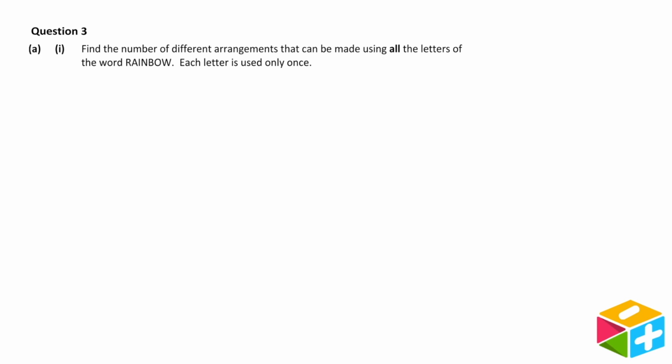We need to consider all the possible arrangements of the letters of the word rainbow. An important thing to observe is that our word contains 7 distinct letters. In other words, there's no letter which appears twice. So, how many ways can we arrange these letters?